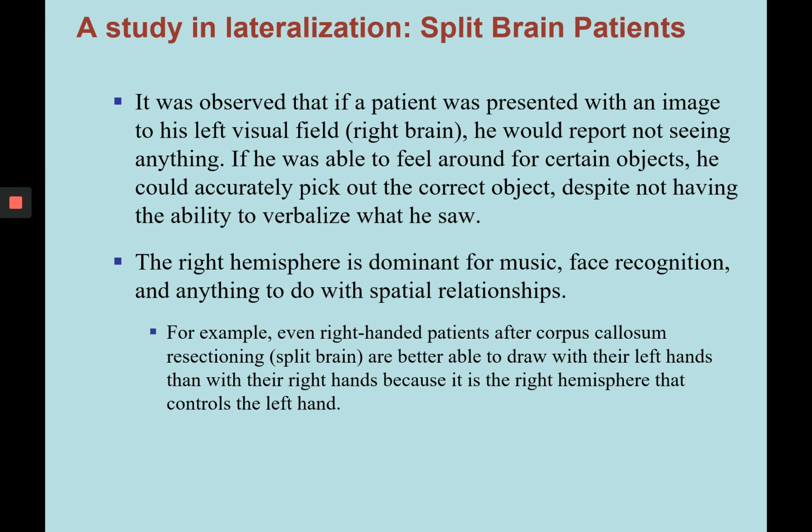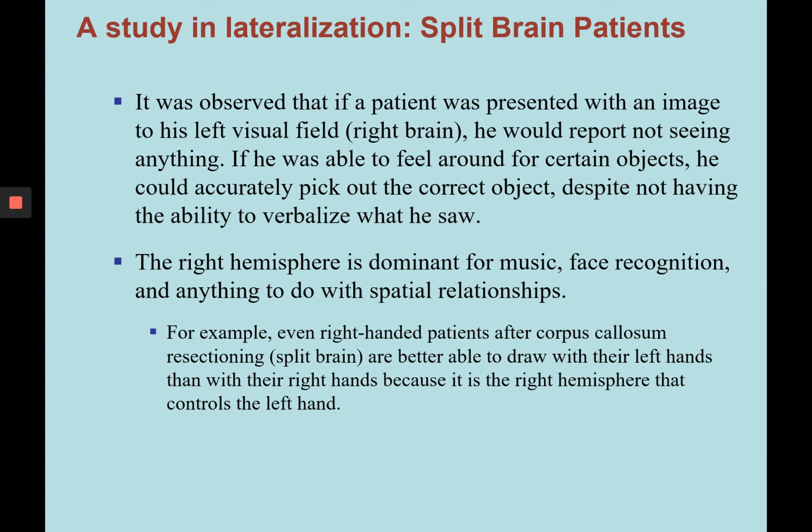And what was observed was that if a patient was presented with an image to his left visual field, so going to the right brain, he would say he didn't see anything because the right brain is not really able to produce speech. So he wasn't able to verbalize what he saw because it was being processed by his right brain. But if he was able to feel around for certain objects, he could actually pick out the correct object, because while he couldn't verbalize the information, therefore his brain panicked and said he didn't see anything, he did actually see something. And the right brain is able to process spatial and texture information related to objects, and he could pick out the right object, even though he said he couldn't see the object of what he was shown in his left visual field.